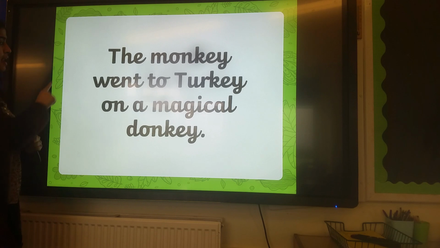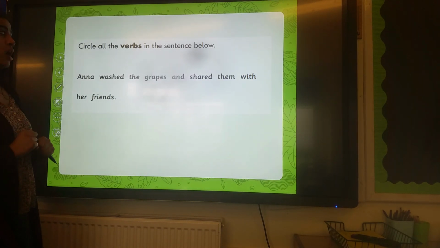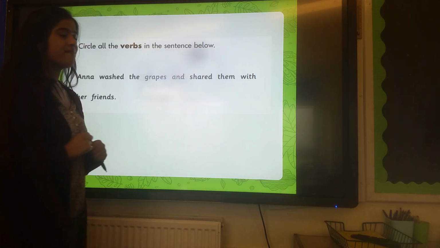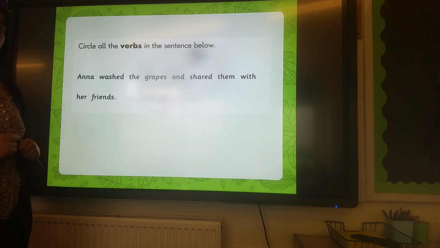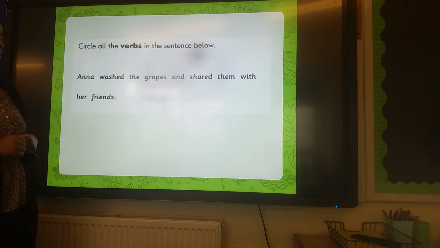Okay, let's now move on to our spell challenge. Circle all the verbs in the sentence below. Who remembers what a verb is? It's an action word, something that we can do. Anna washed the grapes and shared them with her friends.